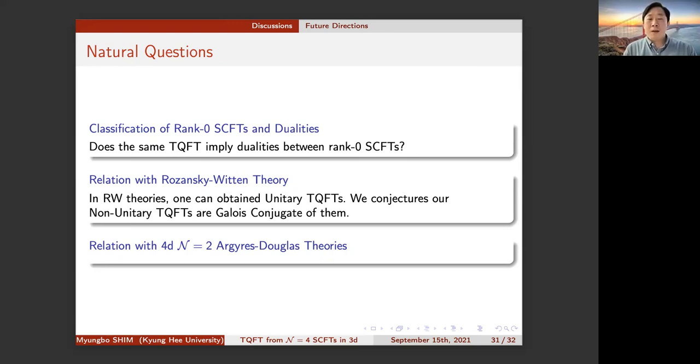And it is also known that from the 4D N=2 Argyres-Douglas theory, we can obtain non-unitary TQFTs. And we would like to address what is the relation between ours and theirs.